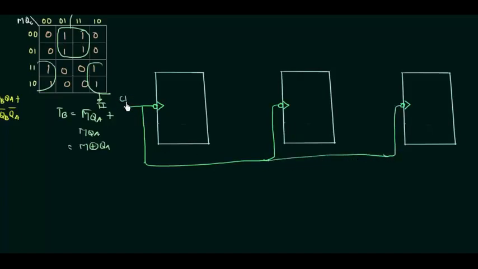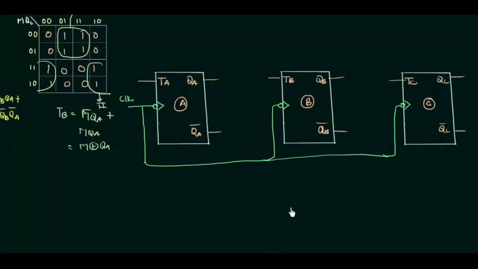Okay, this one is the clock, and this is A flip-flop, this is B flip-flop, this one is C flip-flop. This is TA, TB, TC. The outputs are QA, QB, QC, and the QA complement is there. I'm going to use QA complement, that's why I'm writing it down. QB complement and QC complement.